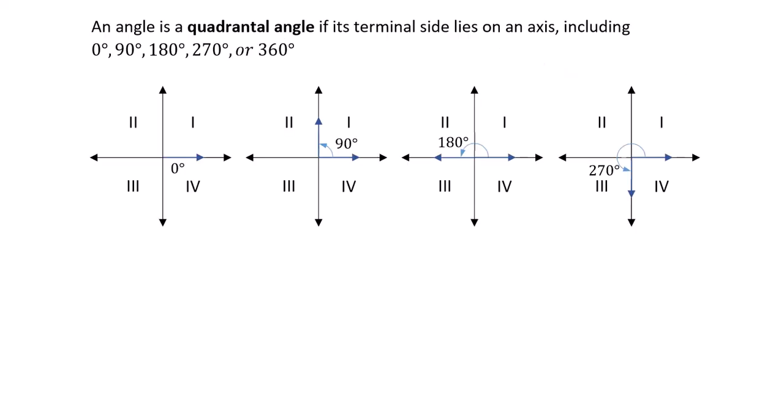An angle is a quadrantal angle if its terminal side lies on an axis, including 0 degrees, 90 degrees, 180 degrees, 270 degrees, or again 360 degrees. Here we can see the 4 quadrants and a ray that's rotating counterclockwise, landing on each of those axes to be a quadrantal angle.